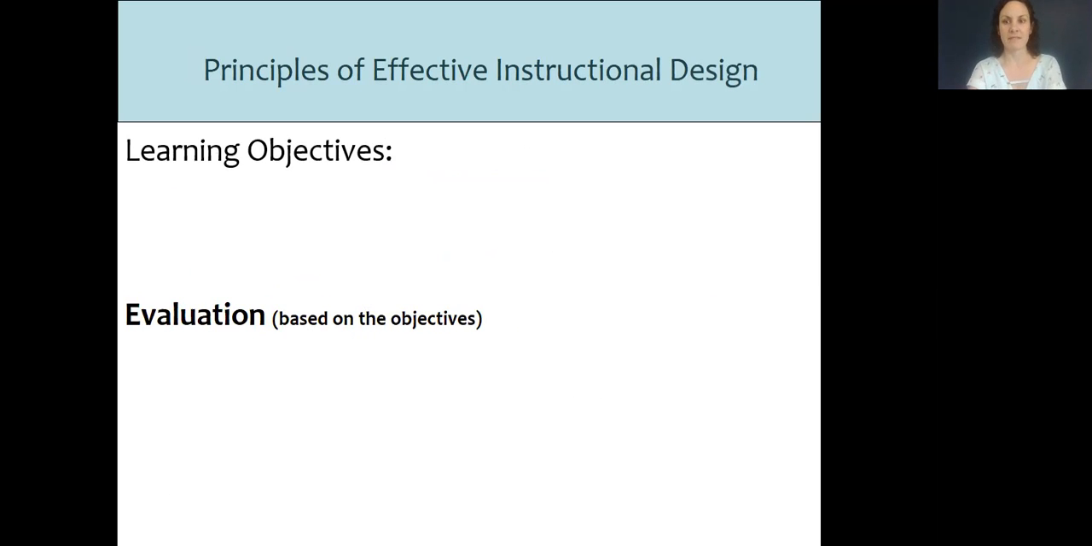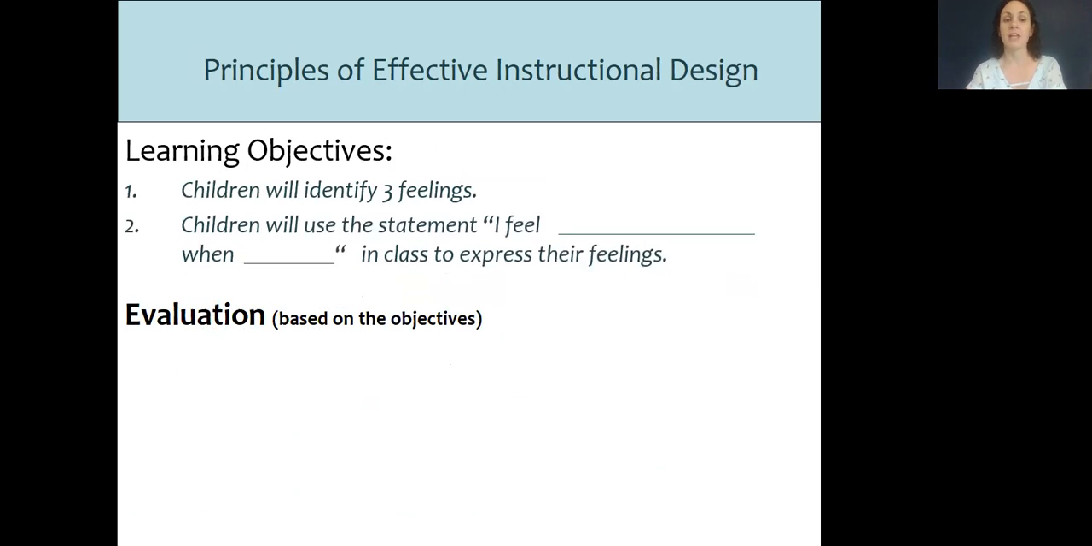Okay, sorry, my slides are coming up wonky here. So for my learning objectives, if we think back, those were that the children will identify 3 feelings, and children will use the statement, I feel blank when blank, in class to express their feelings. If we think about these learning objectives too, remember they need to be observable and measurable. Well, this is measurable, right? Because I've got 3 here. I want them to know 3, and I can count 3, so that makes it measurable.